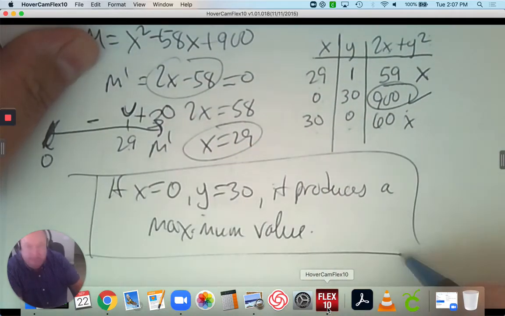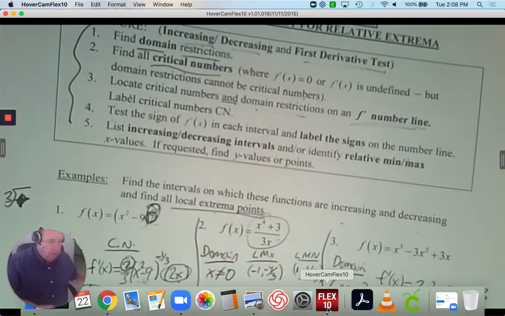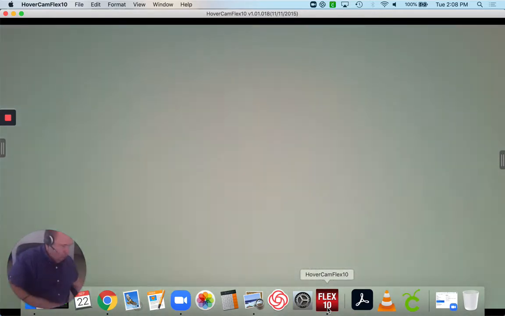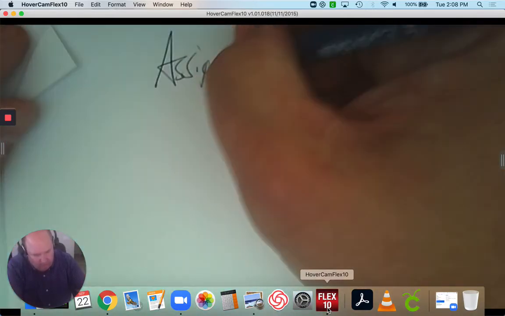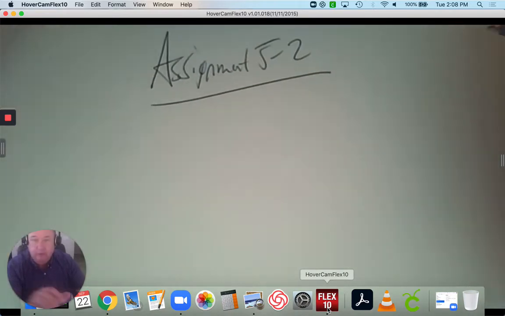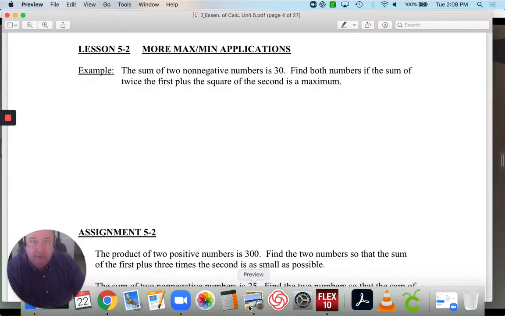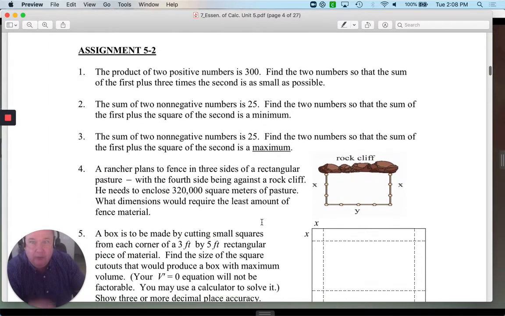All right, so that's an optimization question. Now let's start the assignment. For assignment 5.2, still like assignment 5.1, these are calculus stories, and we have to just embrace a calculus story and believe we can do it. So the product of two positive numbers is 500.